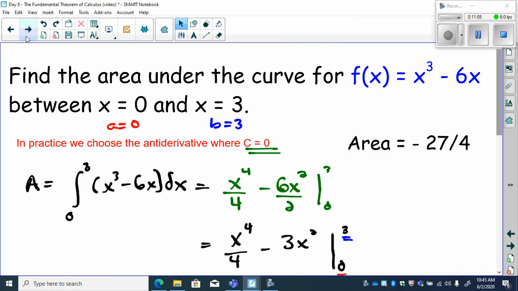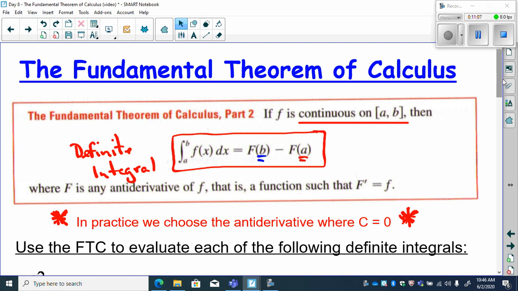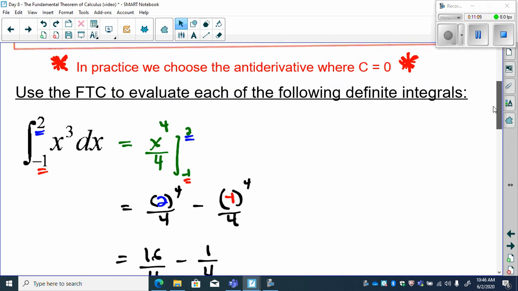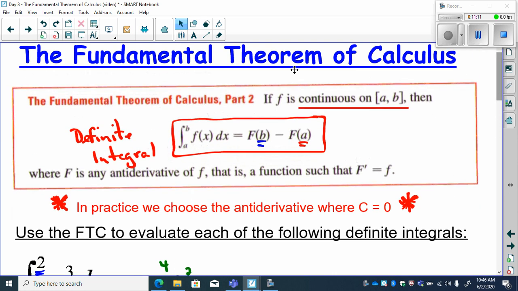Okay, so definite integrals calculate the area under a curve, or can be used to calculate the area under a curve. So let's just look at a few more examples, but keep in mind that it has to be continuous on a to b.